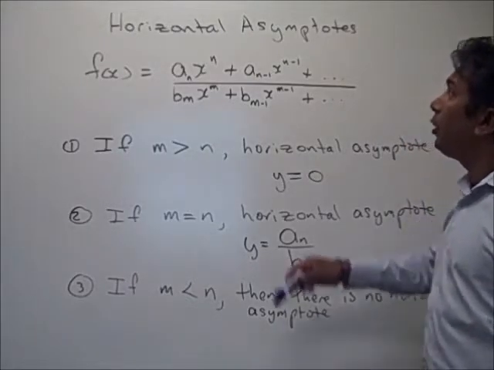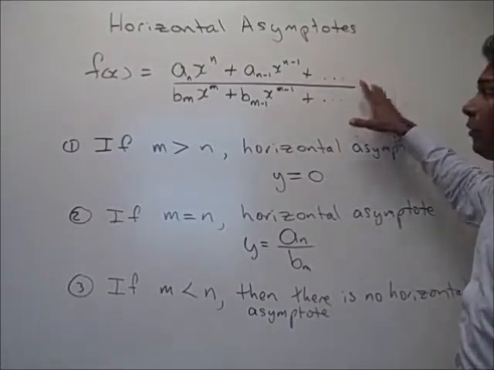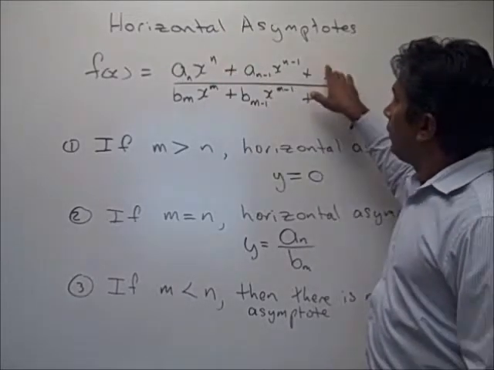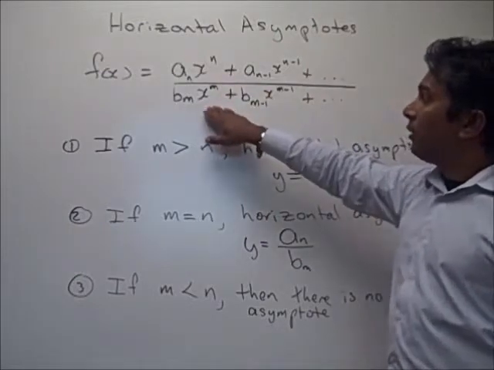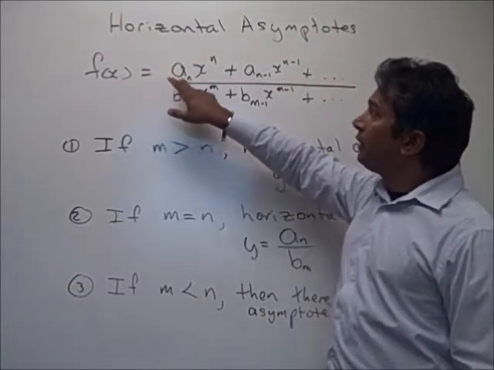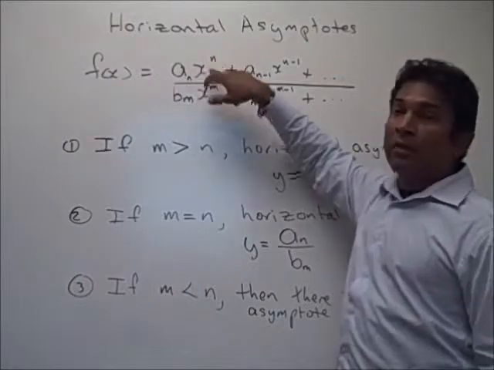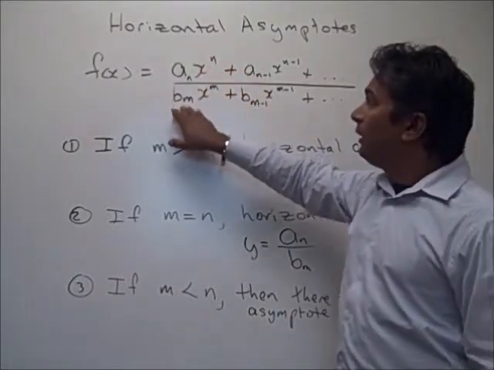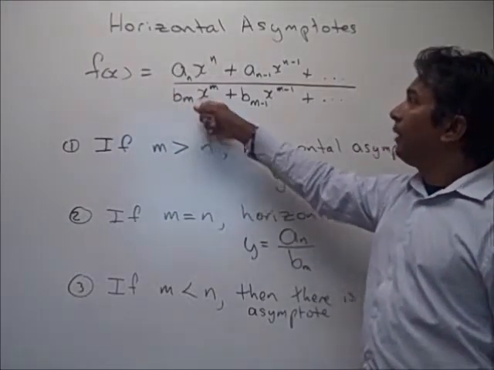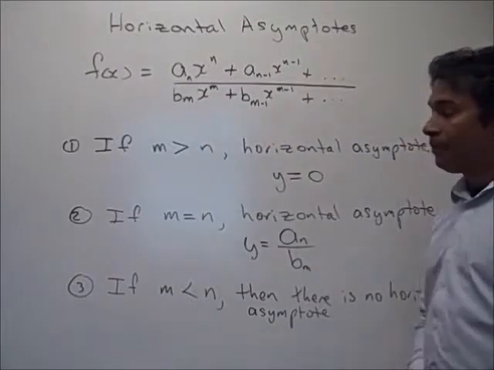Now let's look at finding the horizontal asymptotes of a rational function. If you have a rational function in its simplified form, where we have a polynomial being divided by another polynomial, here our numerator is a_n, which is our leading coefficient, times x to the n, which is our leading degree, and this is all over b_m, which is our leading coefficient on our denominator, times x to the m, which is our leading degree on our denominator.